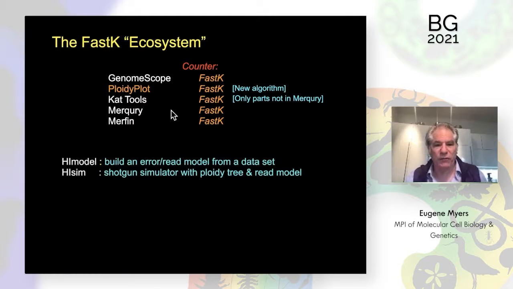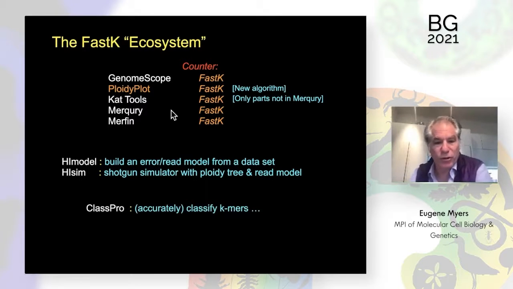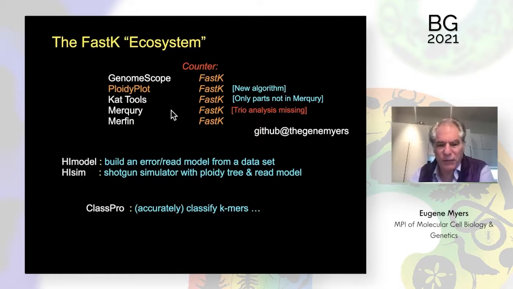We also have realized a HiFi shotgun simulator called HiSim that models arbitrary ploidy and uses an error model that is derived statistically from analyzing a HiFi data set. And in a few moments, Yoshihiko will show you our ClassPro application that accurately classifies k-mers using read profiles. At this time, the only components missing are the trio analyses of Mercury. Everything else is available in repositories at my GitHub account.